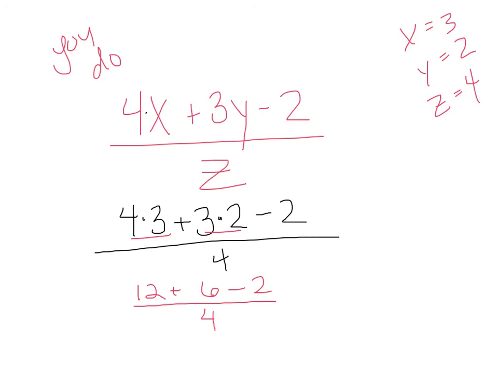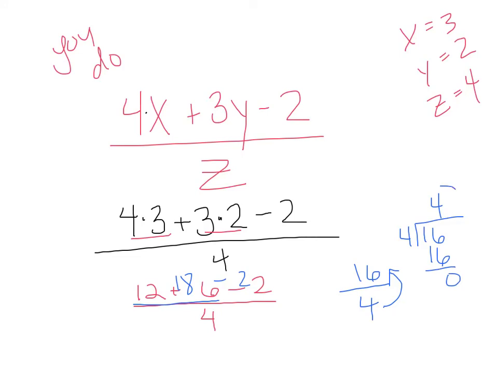Order of operations still at the top. 12 plus 6 is 18, subtract 2 is 16, all divided by 4. And now I can do the division because it's an improper fraction. 4 fits into 16 4 times because 4 times 4 is 16 with no remainder. So your answer is simply 4. Hopefully that's what you got.